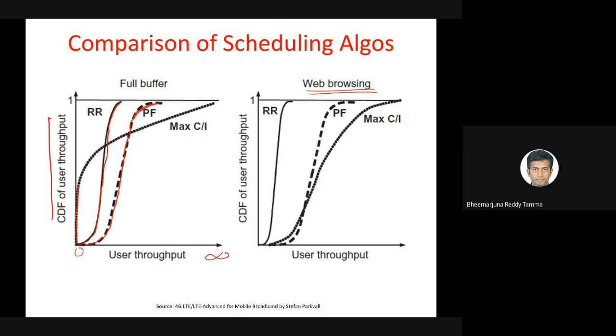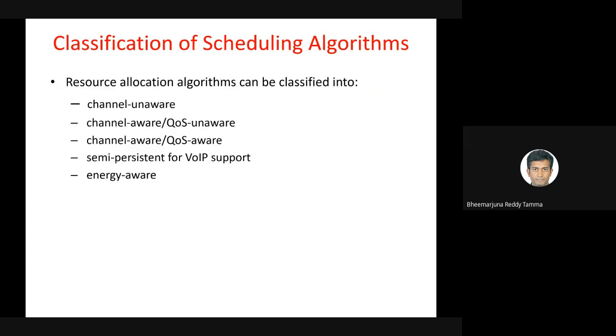So any comments? Maybe I have a couple more slides on the scheduling algorithm. If you look at these scheduling algorithms in general, you can classify them based on the way you design the scheduling. One could be channel unaware. The first one, round robin, comes under channel unaware. The second one is channel aware and QoS unaware. Can you tell me which of the 3 classical algorithms comes under the channel aware but QoS unaware case? Maximum CQI. Yes, it is looking at the channel quality and picking the user, so it comes under the second category.